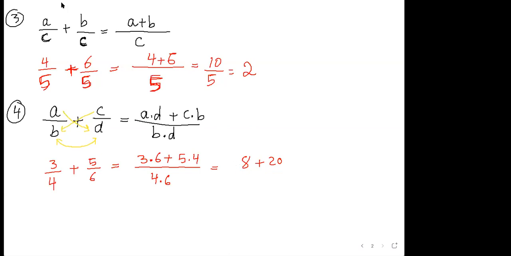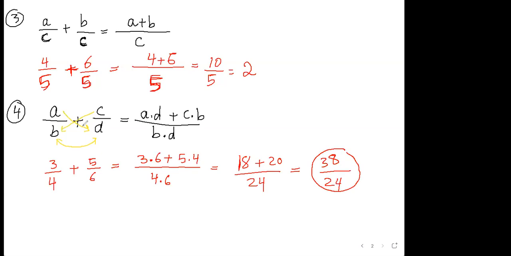Yeah, so 18 plus 20 over 24. What is the answer? 38 over 24. You can keep it like this, or you can simplify it, whatever you want. It's okay.